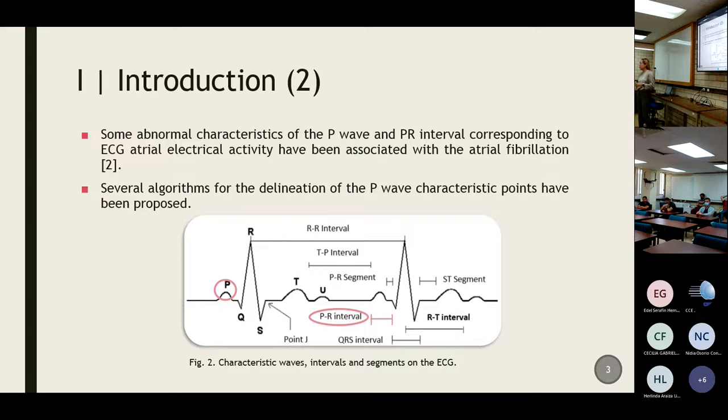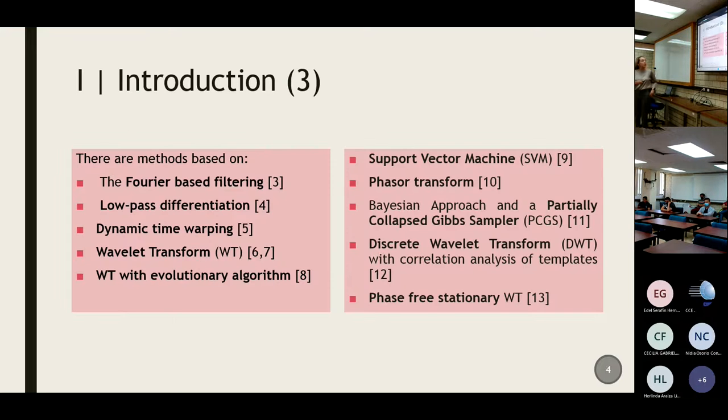Abnormal characteristics of the P wave and the PR interval, corresponding to the atrial electrical activity, have been associated with atrial fibrillation. Therefore, the automatic delineation of the P wave and the R wave helps to monitor and analyze long-term recordings. Several algorithms for the delineation of the P wave characteristic points have been developed.